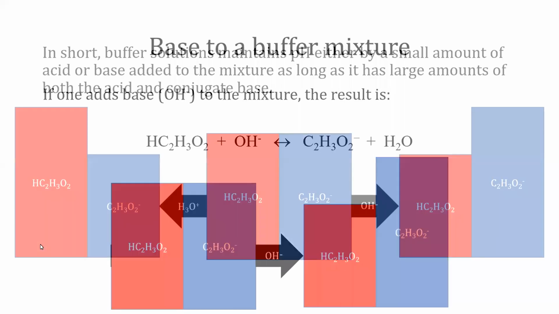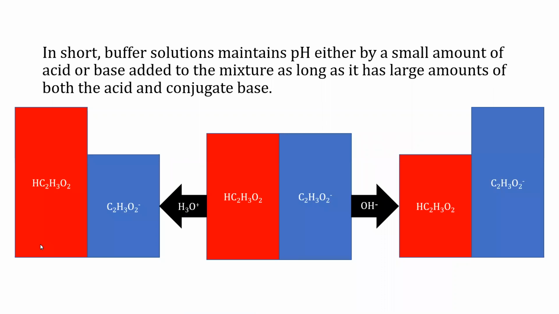In short, buffer solutions maintain pH when a small amount of acid or base is added to the mixture, as long as it has large amounts of both the acid and conjugate base.